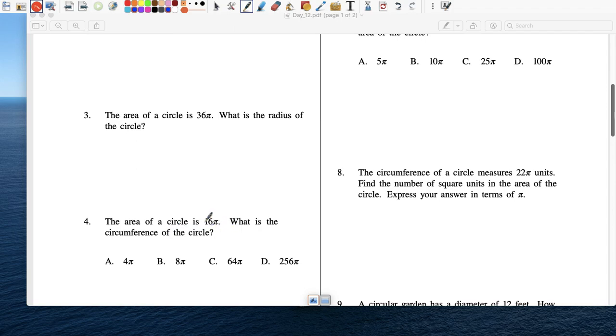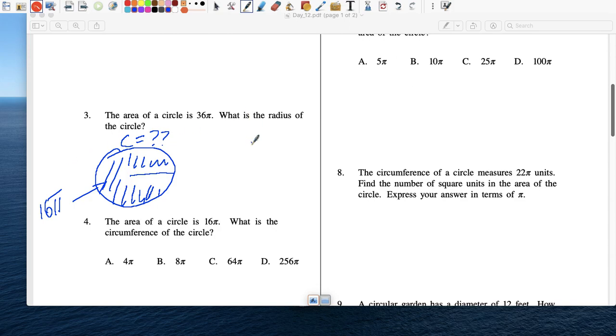The area of a circle is 16 pi. What is the circumference of the circle? All right, so again, here's the area. And the circumference, which is the distance around it, I don't know. I don't have the radius, I don't have the diameter, I don't have anything. I know that the area, though, is 16 pi. Area is the only thing I know, so the area formula is the only thing I'm going to use. A equals pi r squared. The area is 16 pi, so I'm going to change this to 16 pi equals pi r squared.